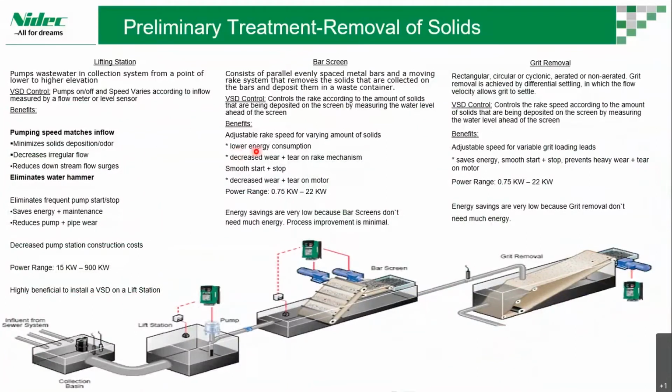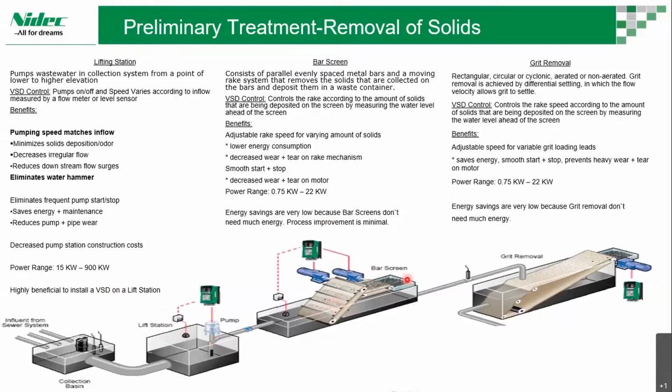Now a little detail about where we can use our drives, VSDs. This is the preliminary treatment, the removal of solids. Again, this is subdivided into three processes. We have a lifting station, where the power range goes from 15 kilowatt to 900 kilowatt, which is used for pumping water from the collection basin. This is an area where we can put a VSD with a pressure sensor or flow sensor and vary the speed, and we can save nearly 40 to 50% of the energy by putting a VFD on this particular pump. It is really beneficial to install the VSD in this particular location.